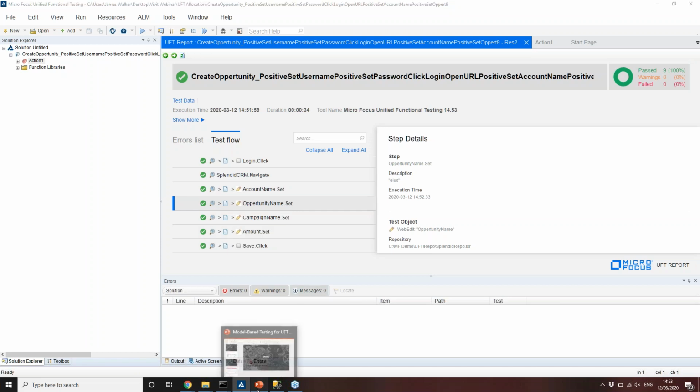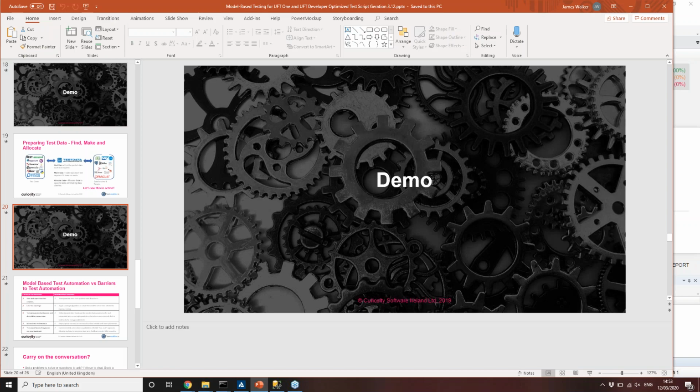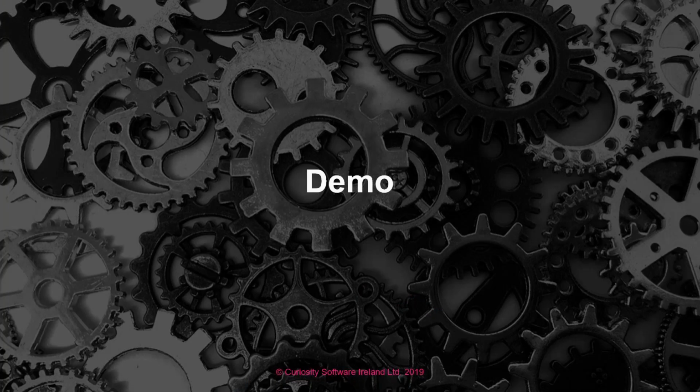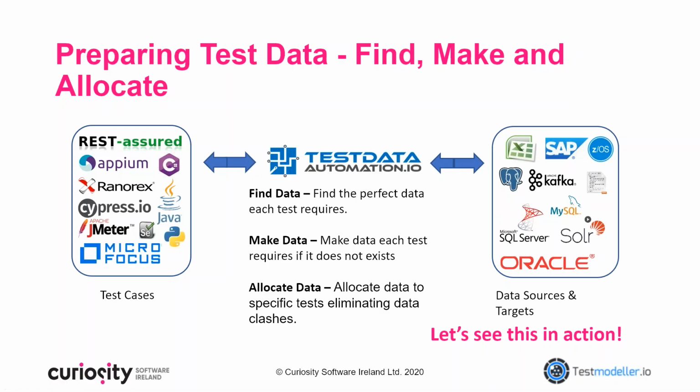So this is basically how I can connect UFT, or any other automation framework, to go and find data I need for my automation tests. I can also make data if it is not found, which we did not go through here for time's sake, and also allocate data to specific tests. There are all sorts of different data sources: SQL Server, Solr, MySQL, SAP, Oracle, etc. So that concludes both of the demos which we wanted to go through today.